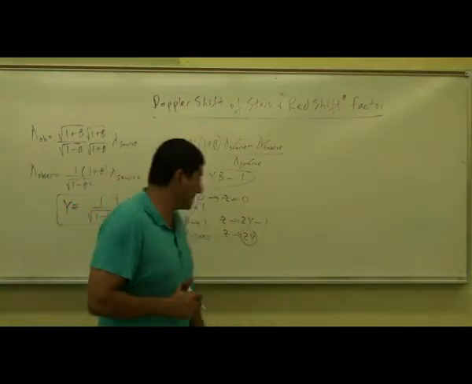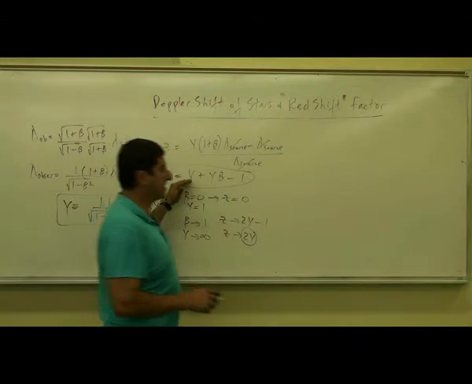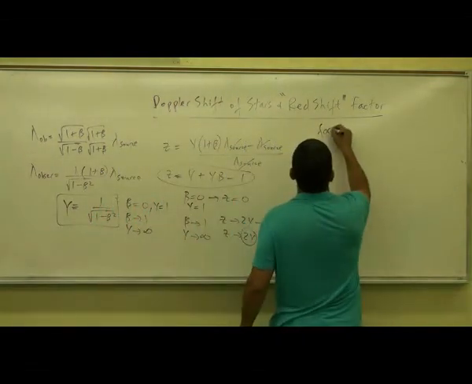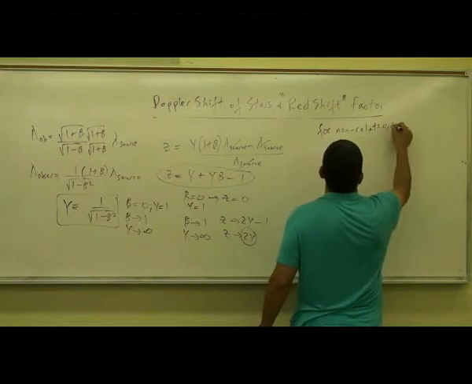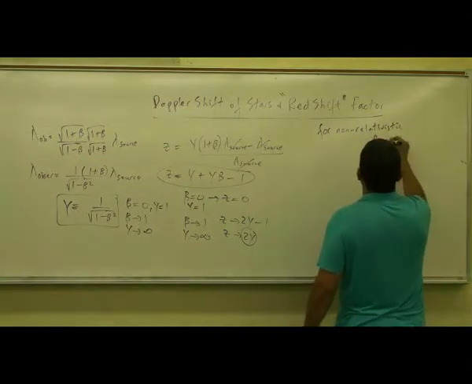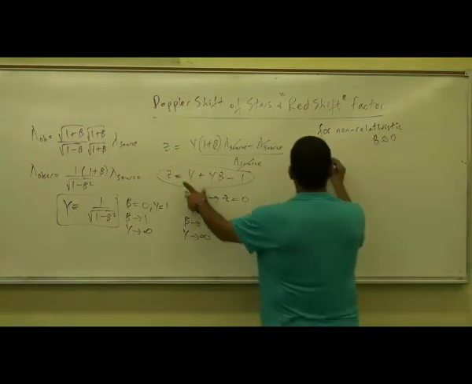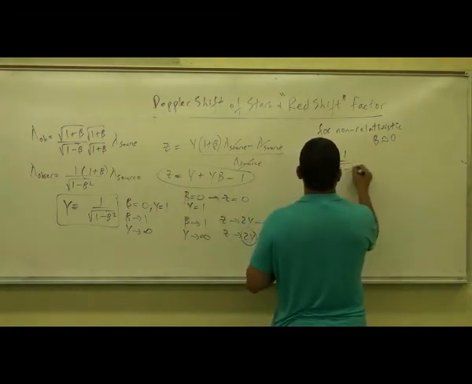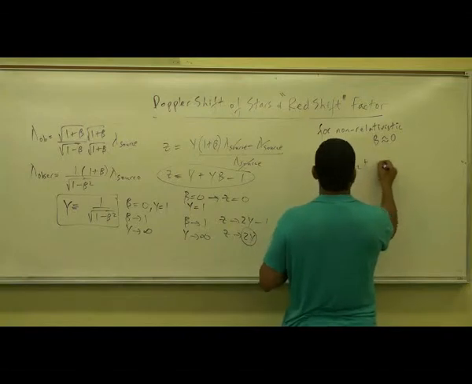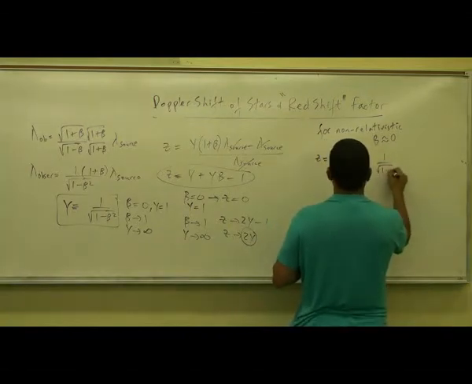Now if I want to write the Z for non-relativistic speeds, so beta is almost equal to 0, right? So how would I write the Z? Z would be equal to 1 over square root of 1 minus beta squared plus 1 over square root of 1 minus beta squared times beta minus 1.